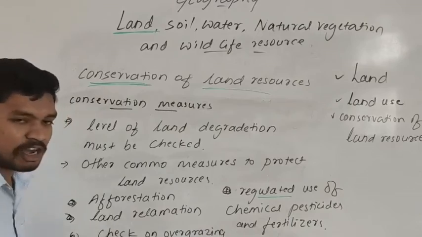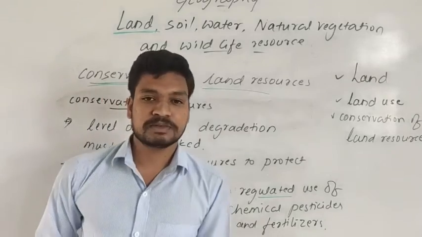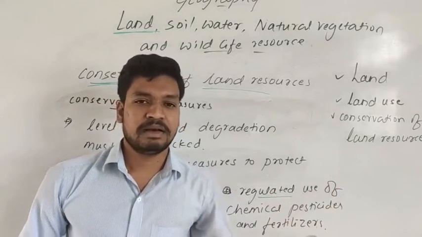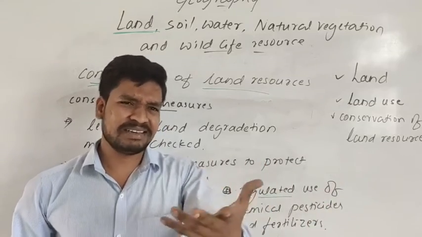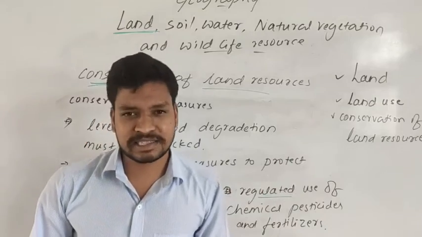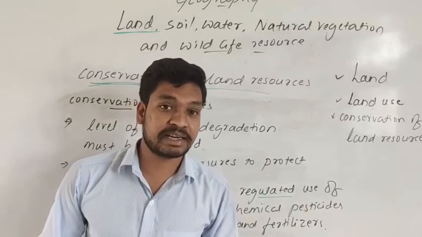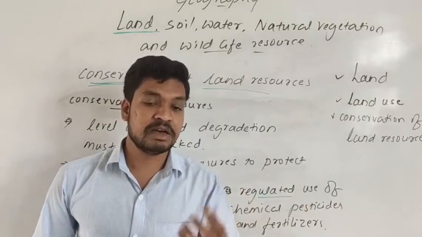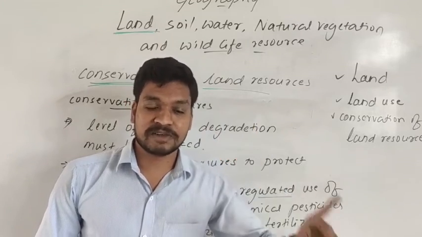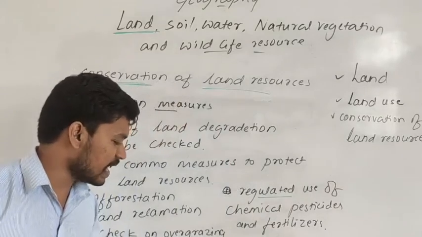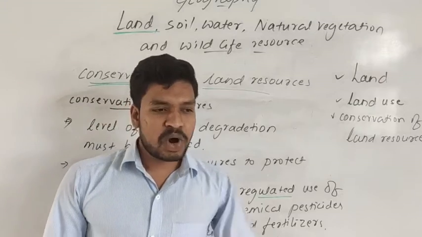Then check on overgrazing. Grazing means growing crops like fodder crops for animals, food for the cattle, like fodder. In foreign countries they practice this on more land, more than 500 acres and 100 acres. They grow the grazing foods like fodder crops only as a fodder for the animals.